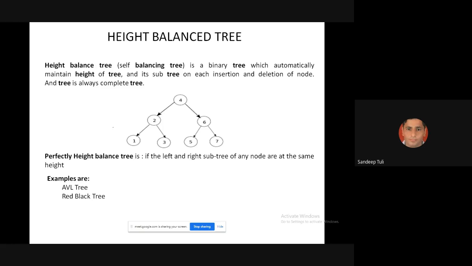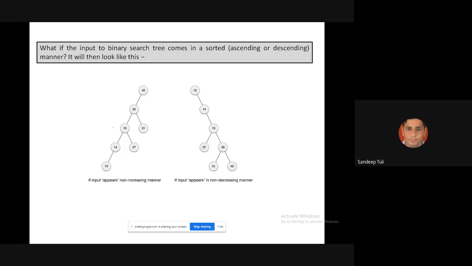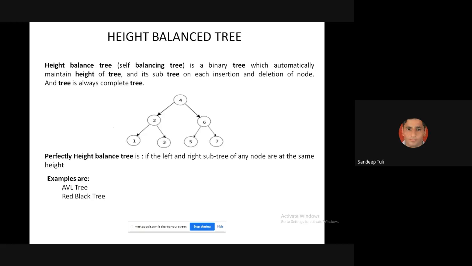Now, for that we will try to balance the tree. हम इस particular problem को solve करने के लिए tree को balance करेंगे. So now we are learning height balanced trees. Based on height we are trying to balance it. Actually, balancing can be done in two ways. One is based on height and the second one is based on weight. हम weight के बेस पर भी बैलेंस कर सकते हैं. वेट बैलेंसिंग आप नेक्स्ट ईयर पढ़ोगे, अभी हम हाइट बैलेंसिंग पढ़ रहे हैं.